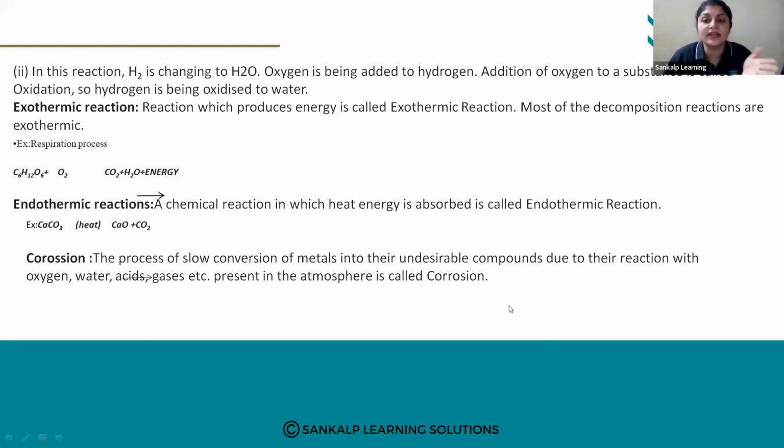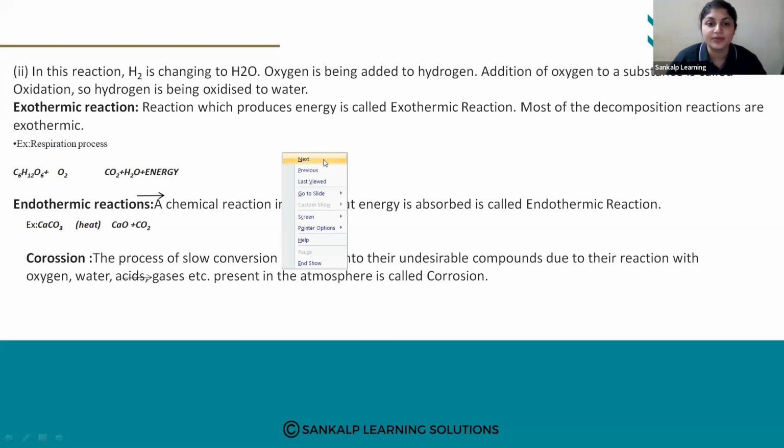Why does it get that? Because it reacts with the oxygen, air, water, or gases present in the atmosphere. That is corrosion. A metal that has a good shiny surface slowly starts getting degraded, because the oxygen in the air starts spoiling the iron. Corrosion is a very slow process in which the metal is converted into undesirable compounds.